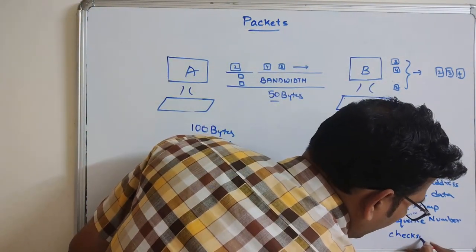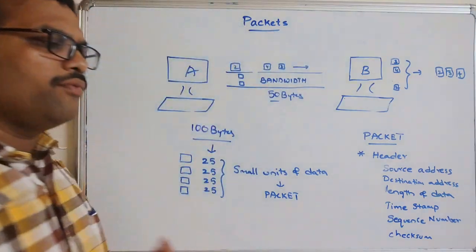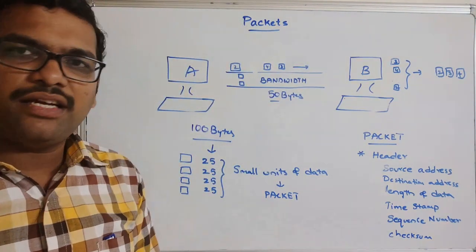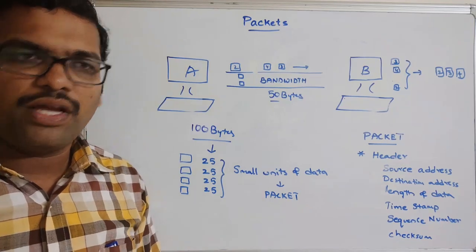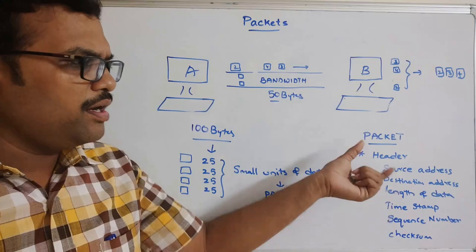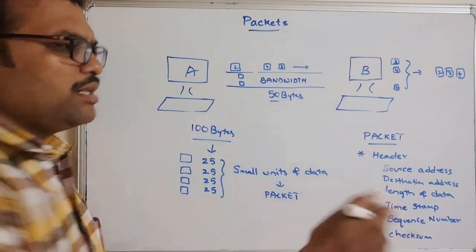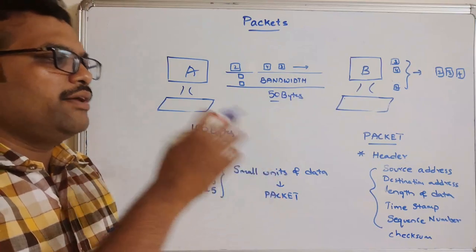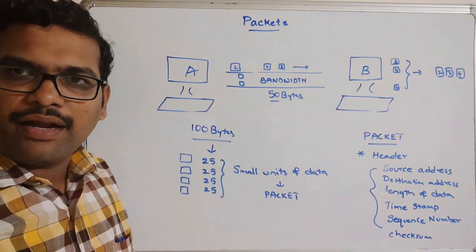This is called a header checksum. If any one of the data has been lost, automatically based upon this checksum, the correction will be done. Okay, checksum, length, and a lot of information will be there. So these are the major things. I have covered only the major things that are included in the packet header.